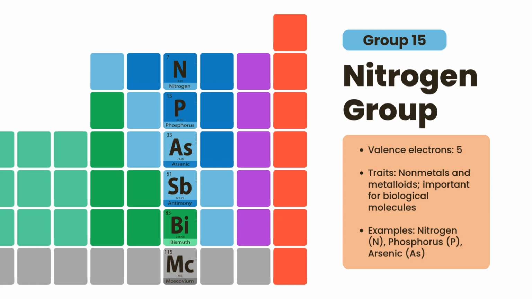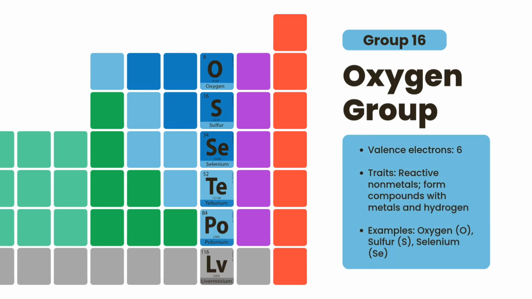Group 15 is called the nitrogen family. These elements have 5 valence electrons. Nitrogen makes up about 78% of Earth's atmosphere and is essential for life. Group 16 is called the oxygen family. These elements have 6 valence electrons. Oxygen is necessary for respiration, while sulfur is widely used in industry.